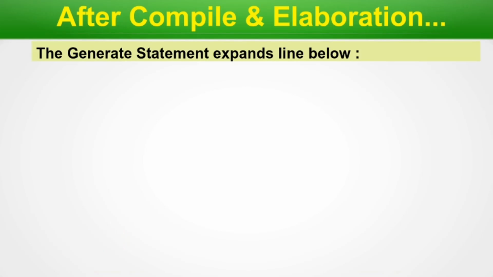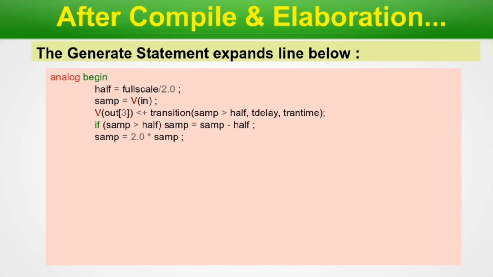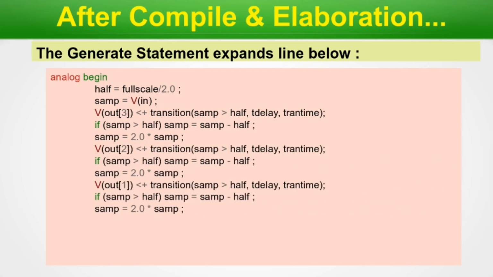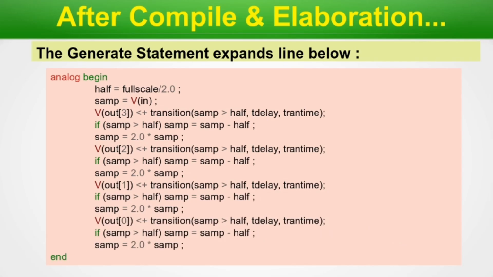So after compile and elaboration, this generate statement will expand like in the analog block. Okay, these are the equations. Now this is the first one, V out 3. These 3 lines are coming together because they are repeated, or you can say flattened from a parametric to an explicit form. And here we see that V out 3, V out 2, V out 1 and V out 0 are flattened and here the analog block ends. So this is the generate statement. Through this example, you are able to understand what the generate statement is and where we have to use it, its purpose. So let's move on to functions.